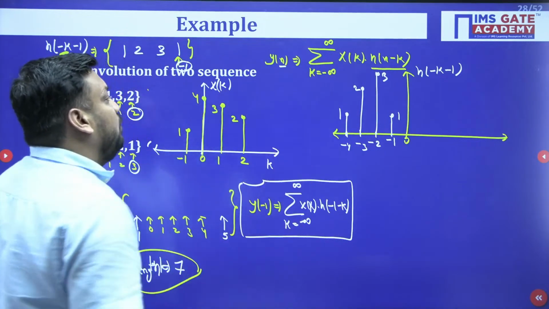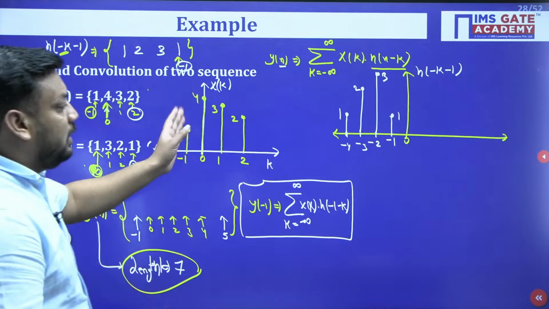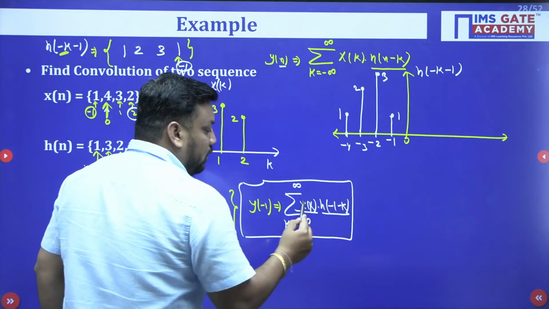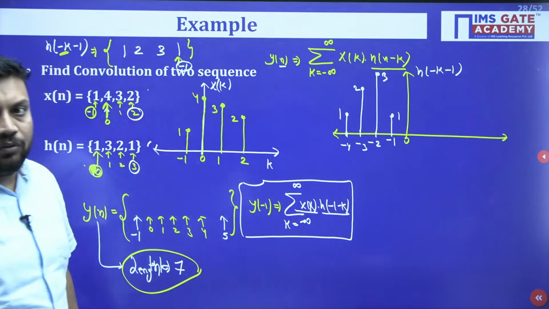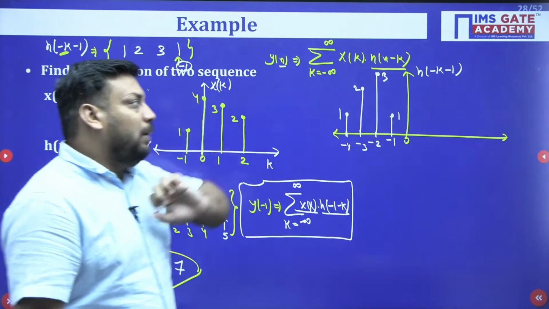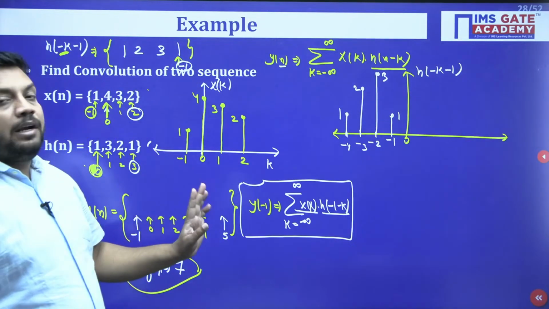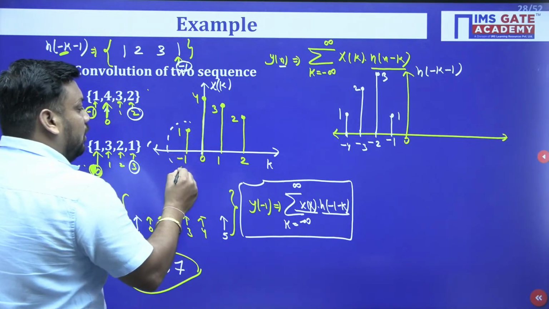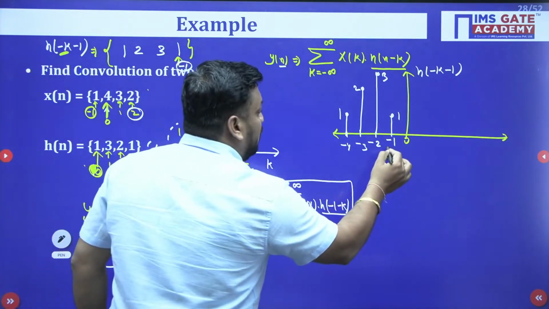So what will you get, beta? x[k] times h[-k-1]. When you multiply those, you just need to multiply both curves and sum whatever values there are. When you multiply the signal x[k] and h[-k-1], you will know only one limit is common and that is minus 1. Here minus 1 is 1 and here also minus 1 is 1.